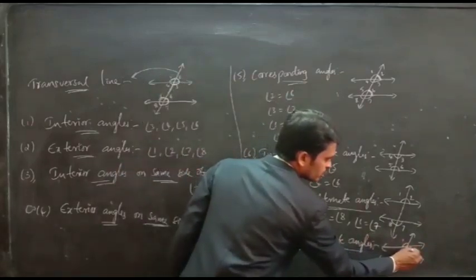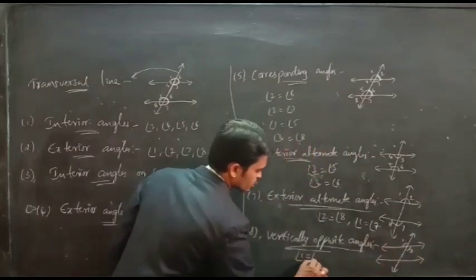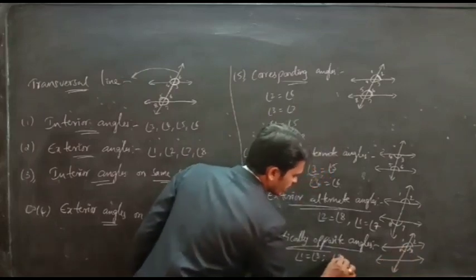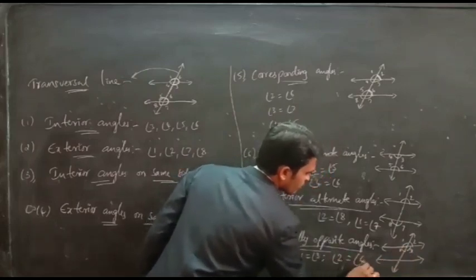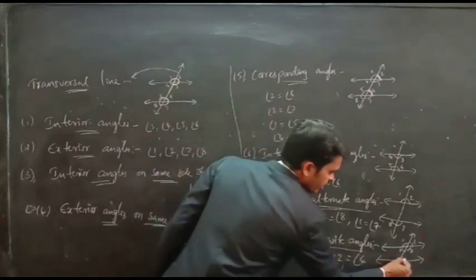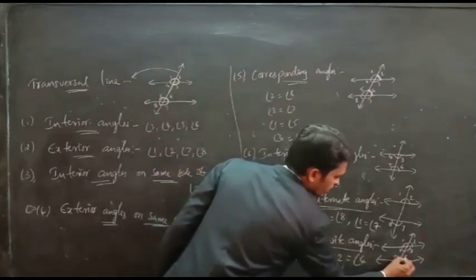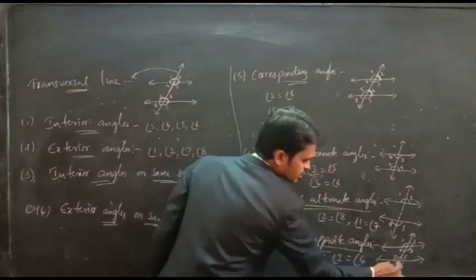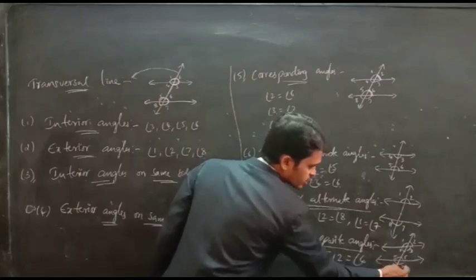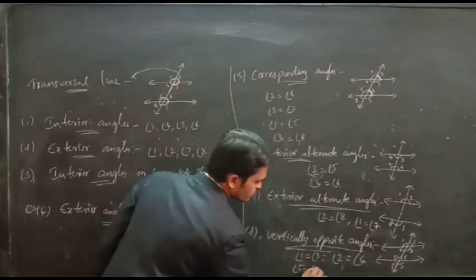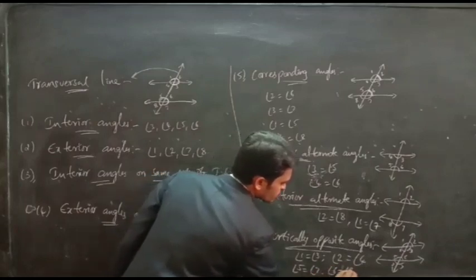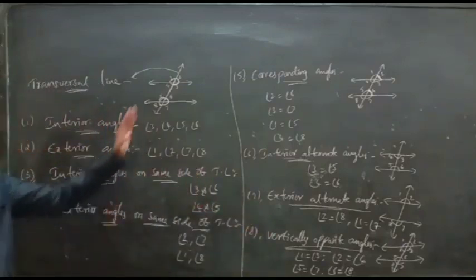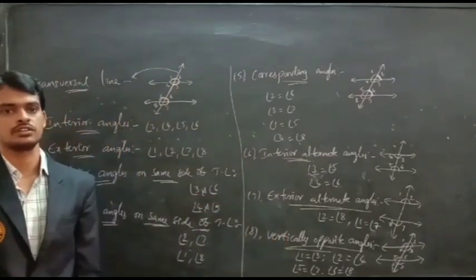1 equals 3, and here 2 equals 4. Angle 2 equals angle 4, and same here: angle 6 equals 8 and angle 5 equals 7. So this is the transversal line and these are the types of angles.